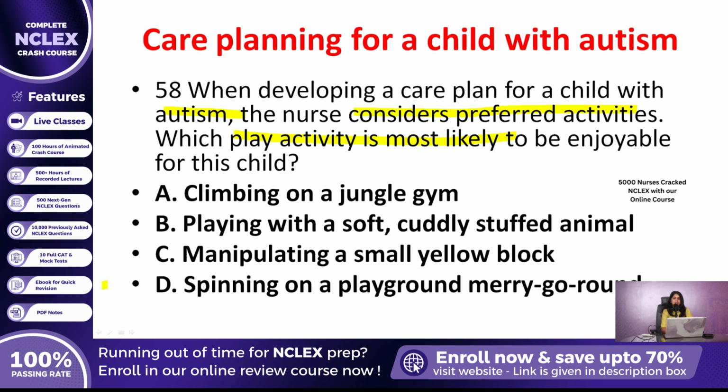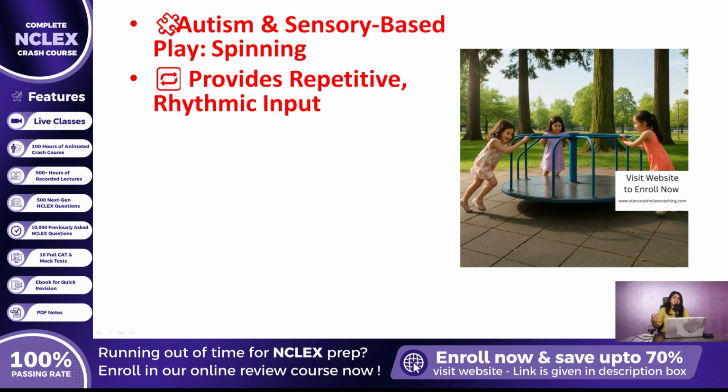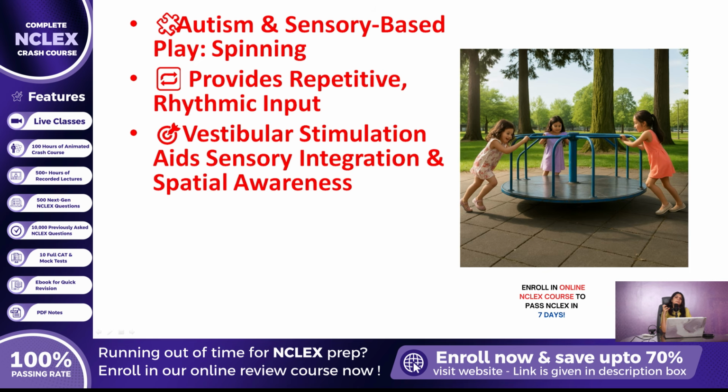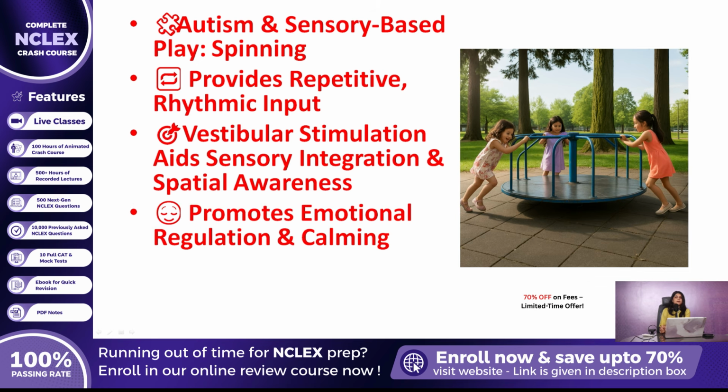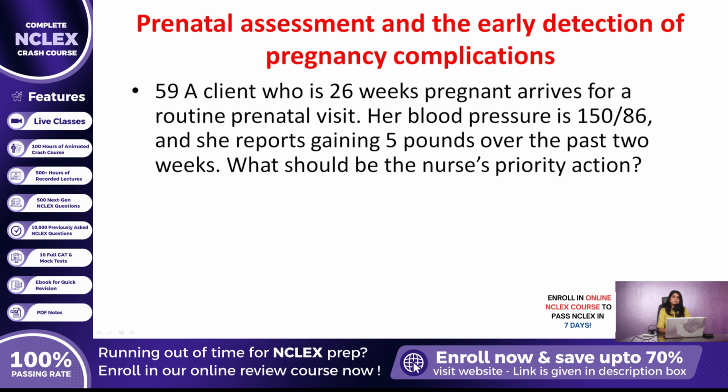The correct answer is option D. Spinning on a playground merry-go-round. Children with autism spectrum disorder often gravitate toward repetitive, rhythmic, and sensory-based play that provides soothing input to their nervous system. Spinning offers vestibular stimulation, which can help with sensory integration, spatial orientation, and emotional regulation. Activities like this are frequently calming and enjoyable for children with autism, making them highly preferred during unstructured or therapeutic playtime.